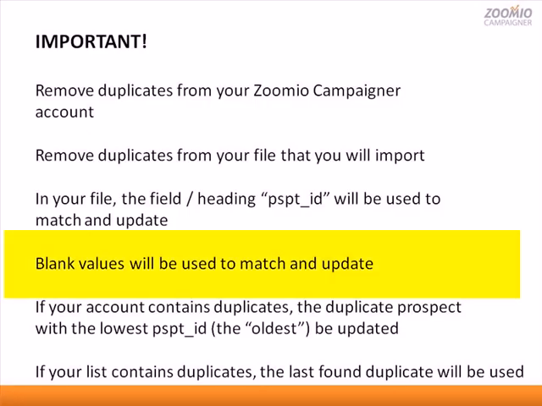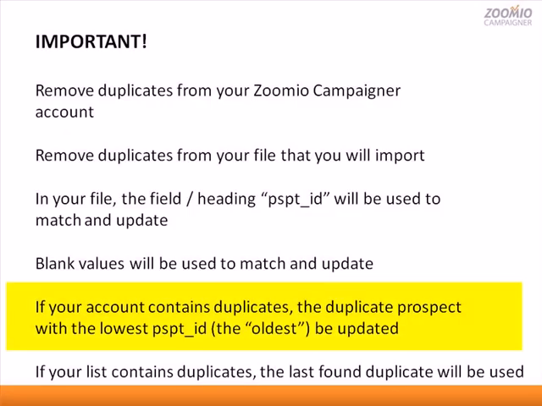Next, beware that blank values can be used to match and update. So if, for example, you want to import a file and match based on the email address, and by accident you have a blank value where there should be an email address, then upon import, the system will try to match the blank in your file where there should be an email address against the prospects in your database that have a blank in the email address field. So you'll end up updating a prospect that has a blank email address in your Zoomio Campaigner account, and that's probably not what you want.